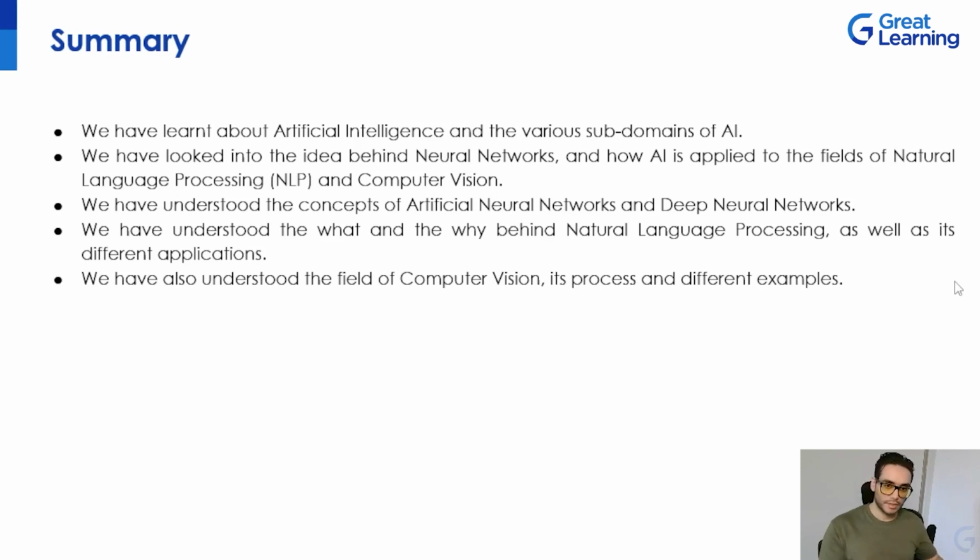Then we looked at the biology of human being and what kind of comparisons we can make between a human neuron or nervous system and an artificial neuron or artificial neural network. We looked at the underpinning. We looked at the underlying process of NLP, as well as some of the applications. We also looked at computer vision, how it works with convolutional neural networks, and also different examples.